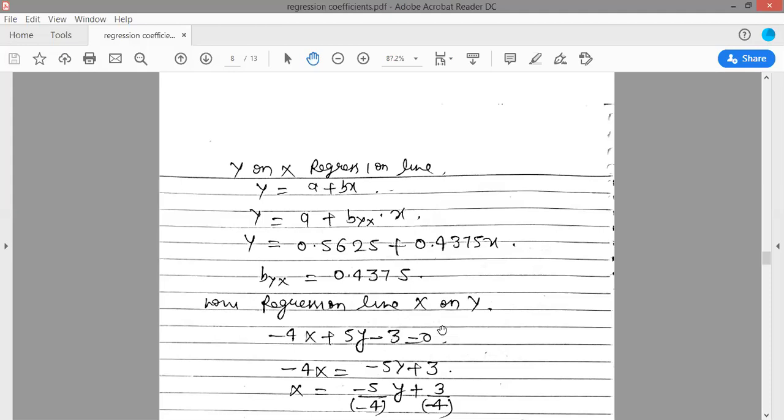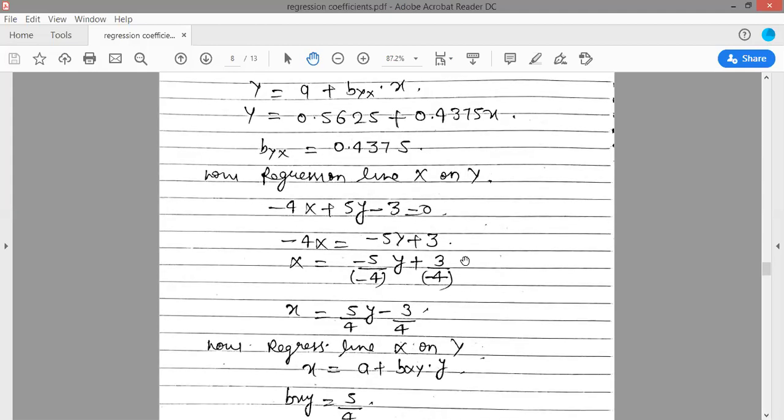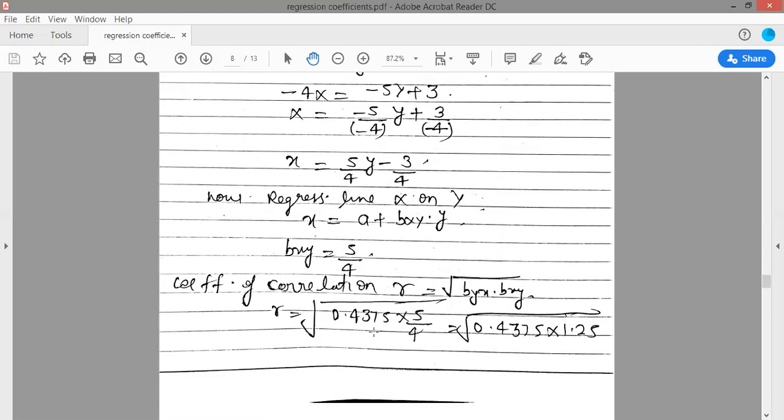Now the regression line x on y. Just write your line in the form x is equal to a plus by. So just compare with a plus by. So a is your minus 3/4 and b is your 5 upon 4. So the regression line x on y is x is equal to a plus bxy into y. So bxy is equal to 5 upon 4, right?